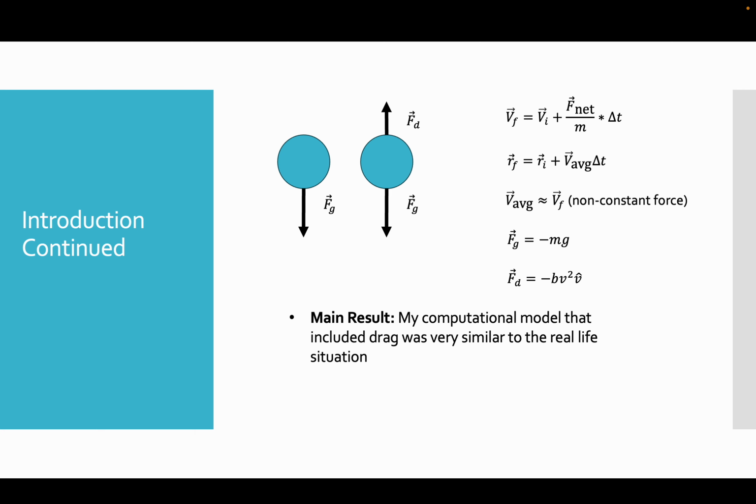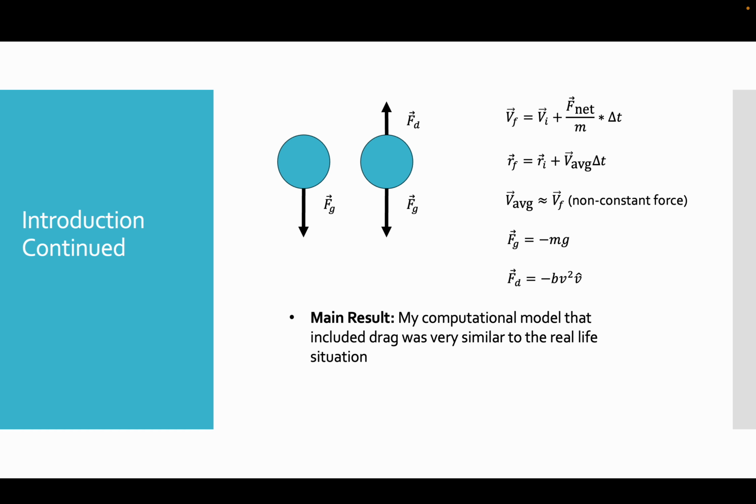The equations used in this experiment are also viewed here. The first equation used is to find velocity based on net force. The second equation is used to find distance traveled. The third equation shows that V average is equal to velocity final, meaning that the velocity equation can be used to find the distance. The next equation displays the force of gravity on an object, and the last equation displays the force of drag on an object.